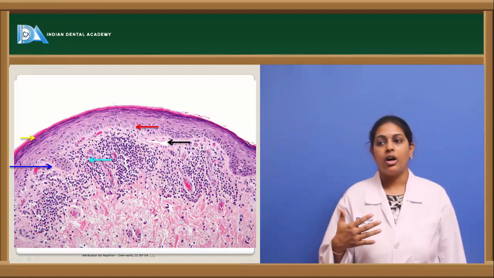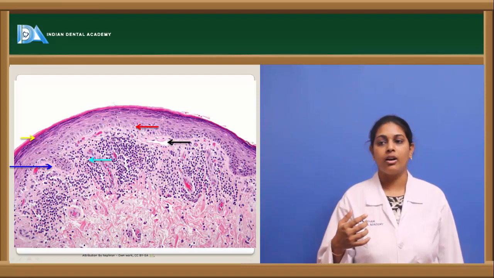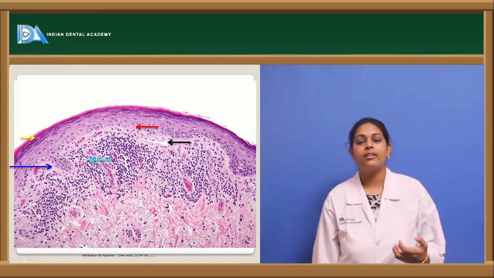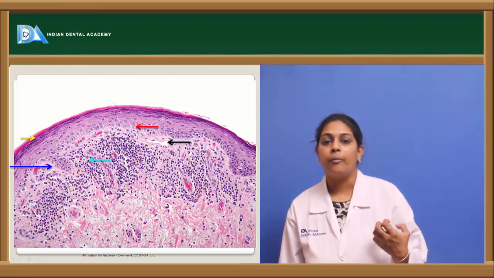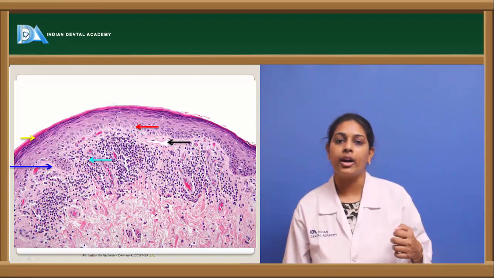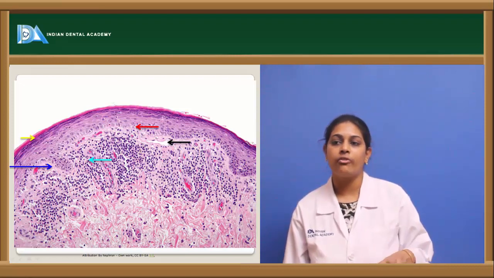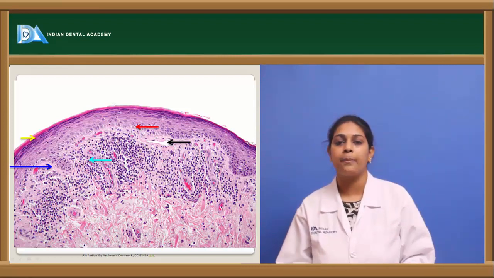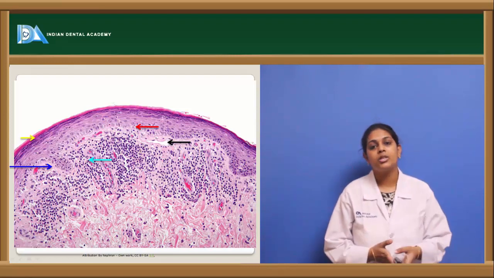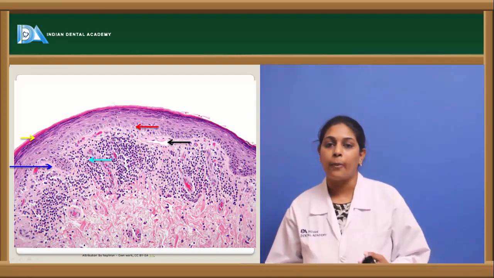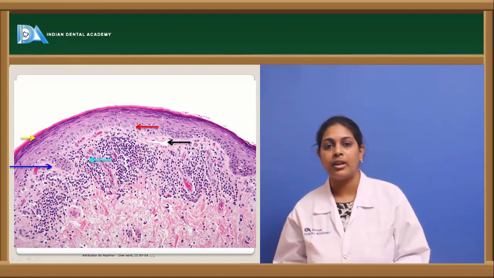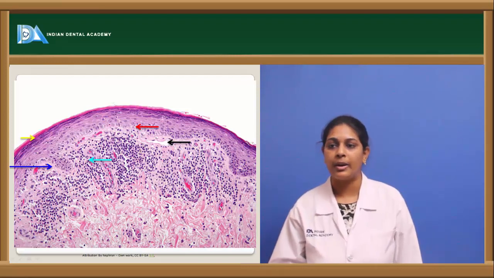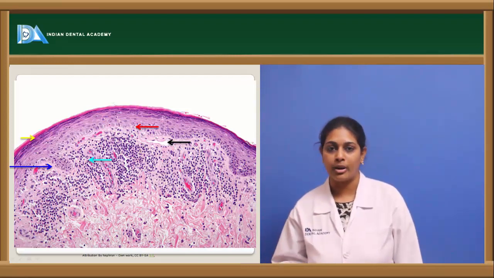Next, the dark blue arrow mark indicates the rete peg formation. Usually the rete pegs embed into the connective tissue, resulting in rete peg formation where the connective tissue is enclosed within the epithelium. But here in lichen planus, we see there is no proper rete peg formation, unlike normal epithelium. So this is what the histopathological picture shows. There is only one rete peg here, indicated with a dark blue arrow mark.